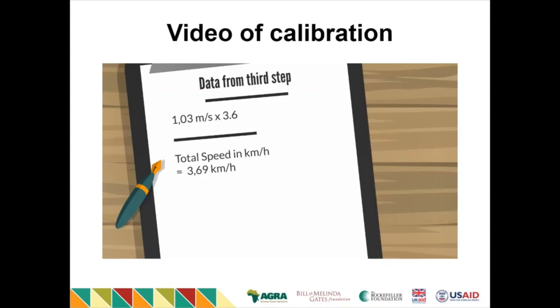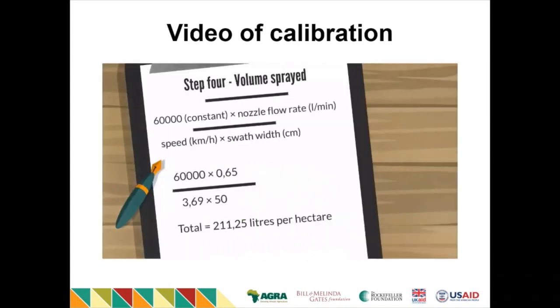For step 4, we'll have to calculate the volume sprayed per hectare. To get that, we'll use this formula. So that'll be 60,000 multiplied by 0.65 over 3.69 multiplied by 50. That should give us 211.25 liters per hectare. That's right.